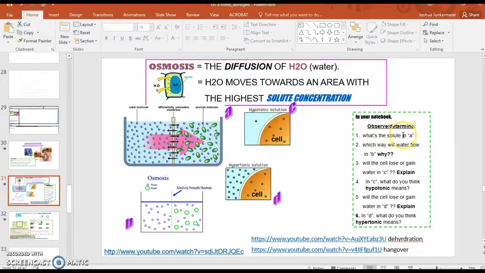It says, what's the solute in A? So A is, boom, it's labeled right here. The green particles are sucrose. It says, which way will water flow in B? So we already talked about it. Water goes from high concentration to low, where it moves from a low solute concentration to the higher solute concentration. It moves to where it's high in solutes.